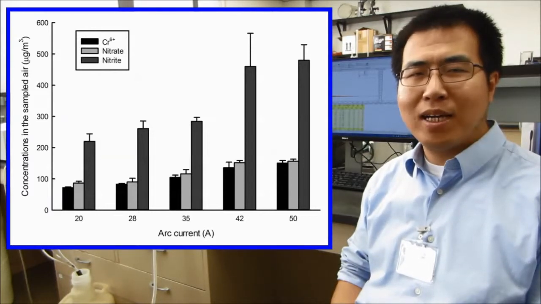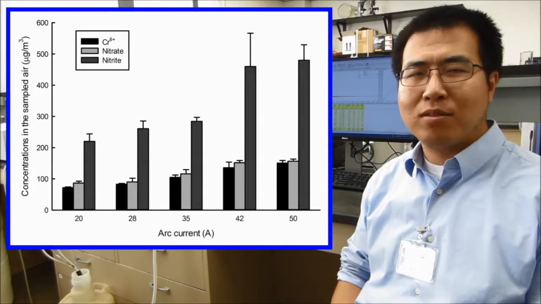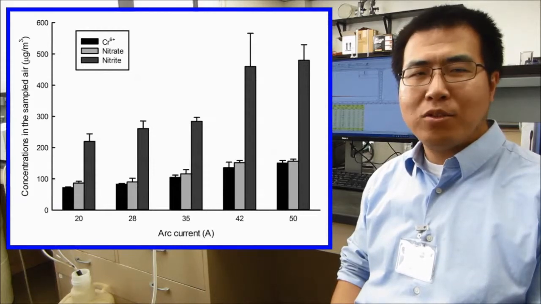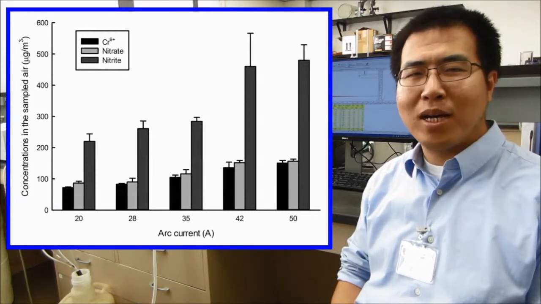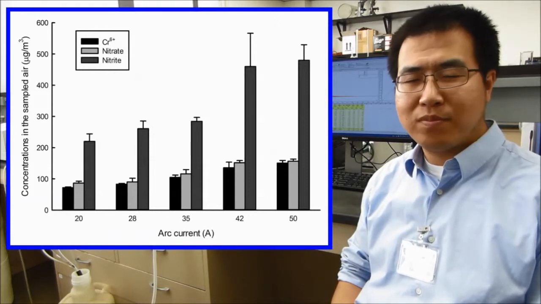The presence of nitrite and nitrate in the fume is interesting. They were the oxidation products of nitrogen in stainless steel and the surrounding air in the arc zone, while nitrate ranged from 200 to 500 micrograms per cubic meter and nitrite around the same level as hexavalent chromium. The result shows nitrogen oxides concentration can be related to the hexavalent chromium concentration, which provides a possible way to use NOx as a marker for hexavalent chromium.